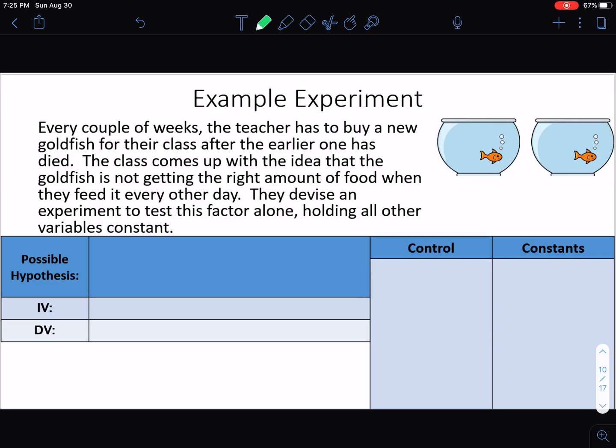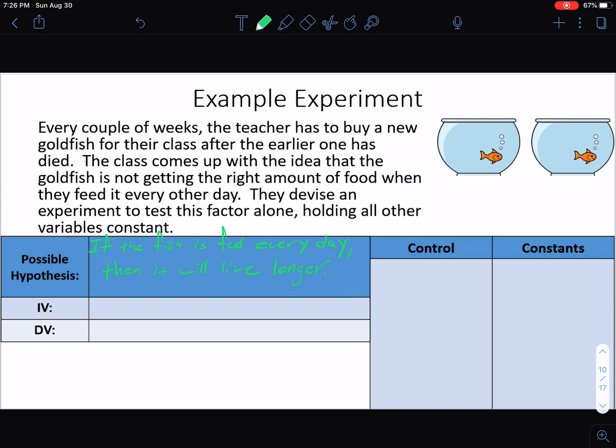A possible hypothesis that I'm just creating for you right now would be, if the fish is fed every day, then it will live longer. We have an if-then statement. If I do this, then this will happen. If we feed the fish every day, then it will live longer.